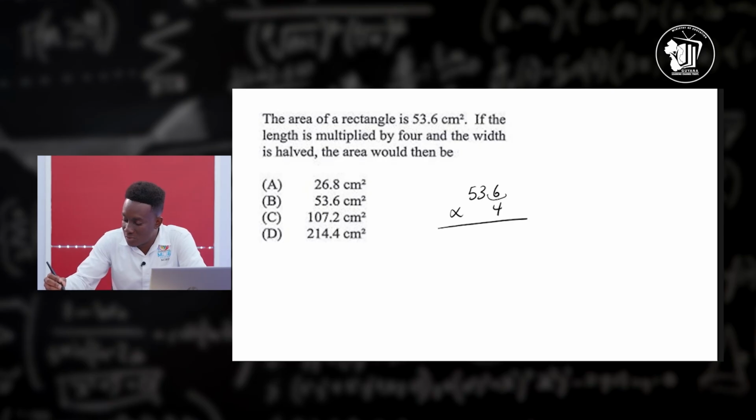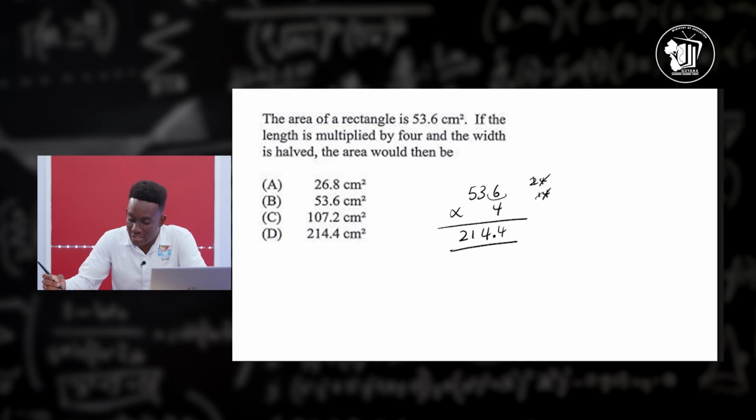So 6 times 4 would be 24. You can bring in that 4 here. 4 times 3 would be 12, 12 plus 2 would be 14. 4 times 5 would be 20, 20 plus 1 would be 21. And we bring back the decimal point.